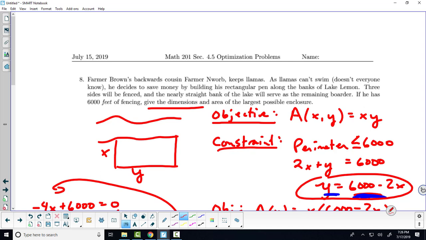Has to equal 6,000. The constraint is that it must equal 6,000. Okay. Yeah. Let's change that back. Yeah. So we did use all 6,000. Good check. Okay.